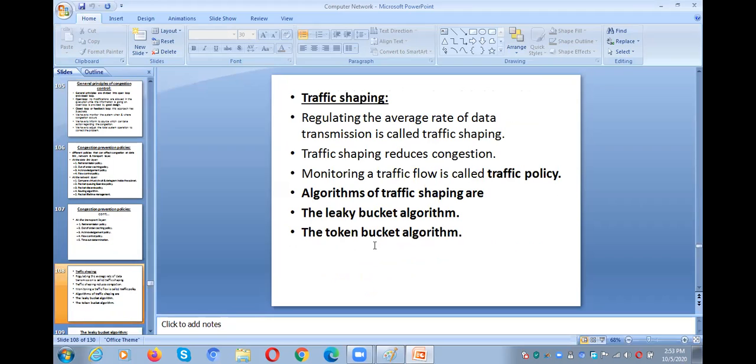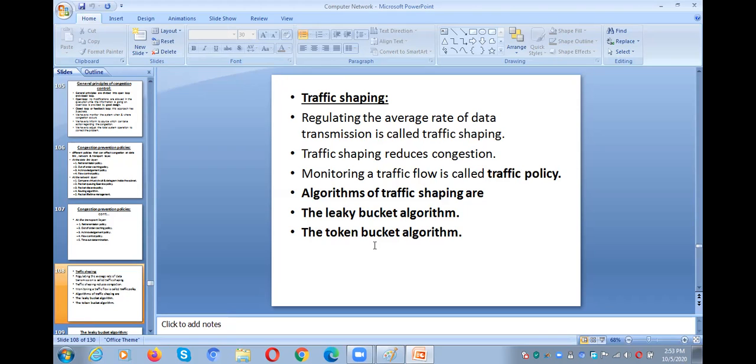That means if you regulate the data transfer, automatically the congestion will be low. If you regulate the vehicle flow in traffic, the traffic police will regulate the traffic. How can they regulate? They will regulate the traffic by stopping the vehicles from going continuously. Sometimes they will give the red signal, so some vehicles will be stopped there. After some time, they are allowed to go.